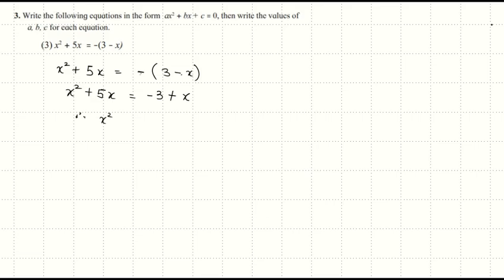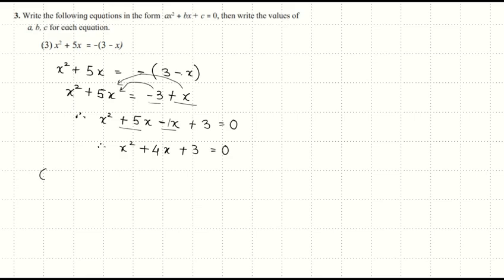X square plus 5x. This plus x will come on to the left hand side. It will become minus x. And this minus 3 will come on the left hand side. It will become plus 3 is equal to 0. So solve this further. X square plus 5x minus x, that is plus 5 minus 1. Okay, here the coefficient is 1. So 5 minus 1 is 4, sign of the bigger number, plus 4, and this x is common. Plus 3 as it is equal to 0.